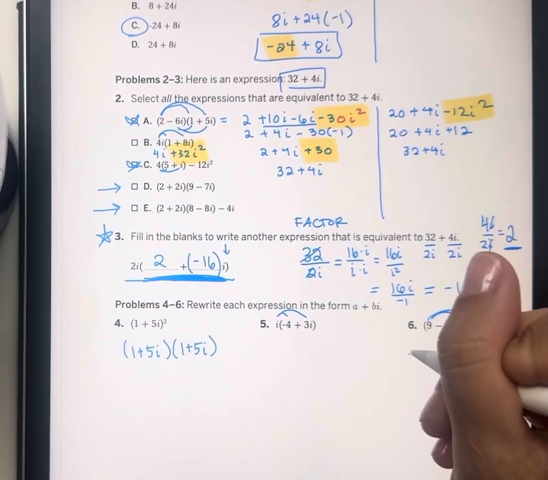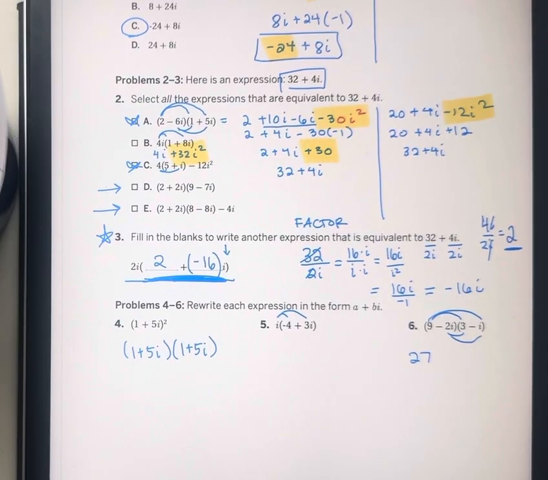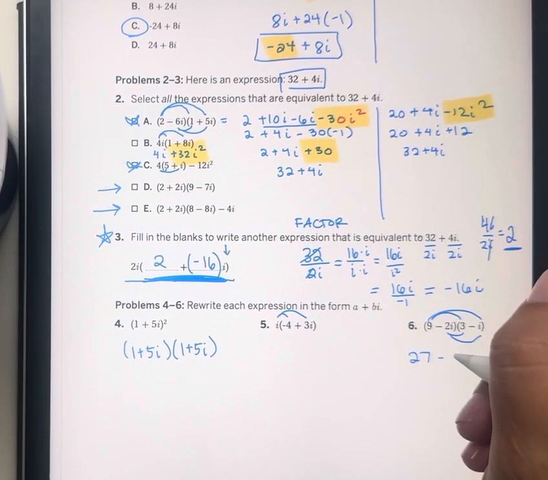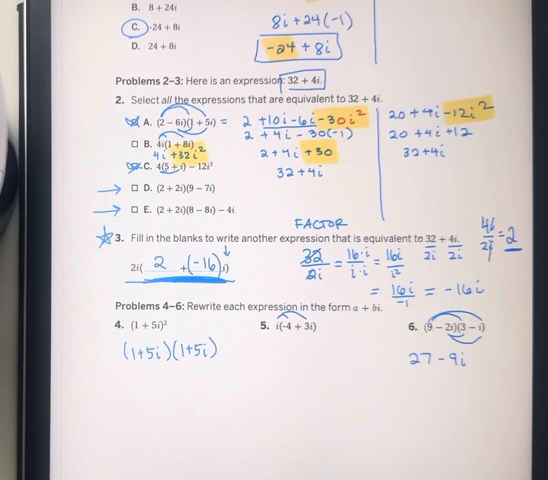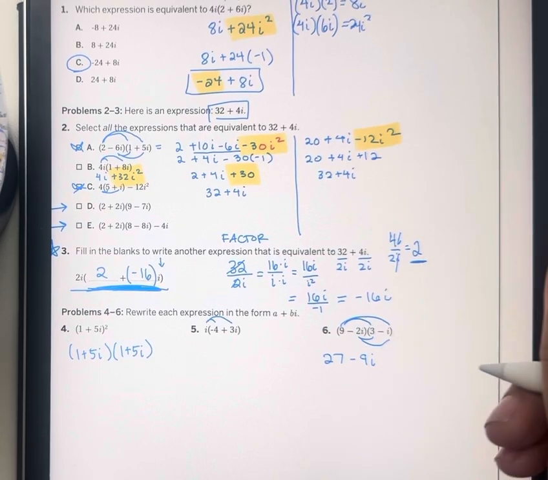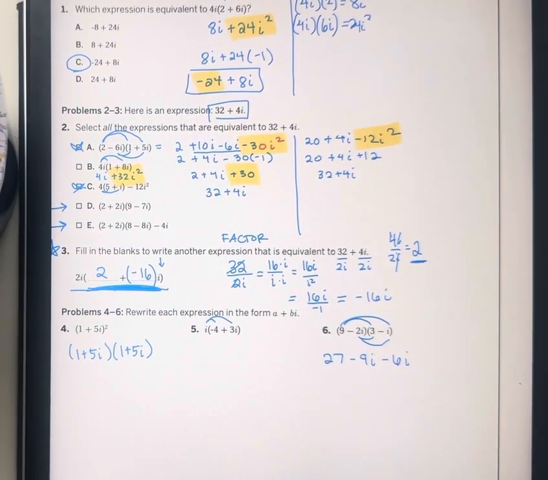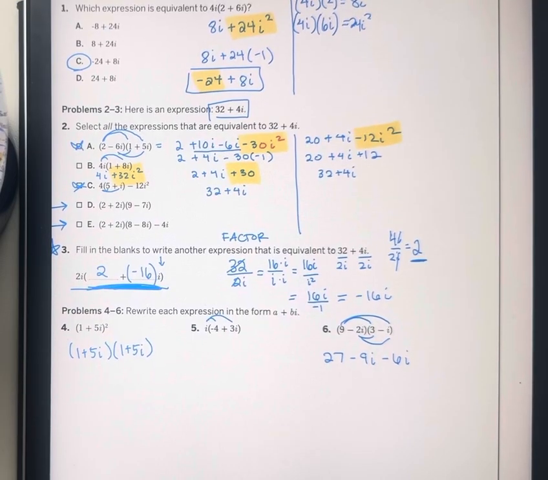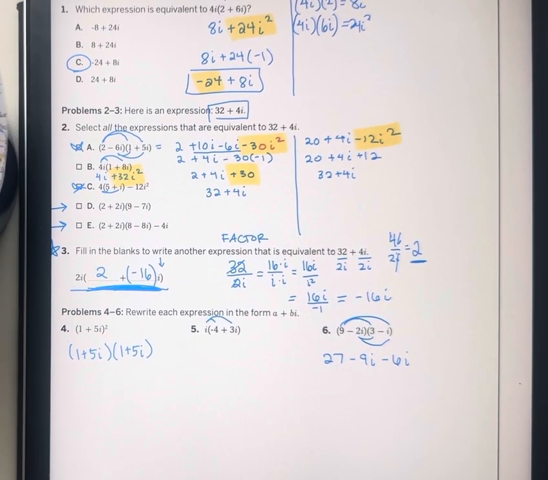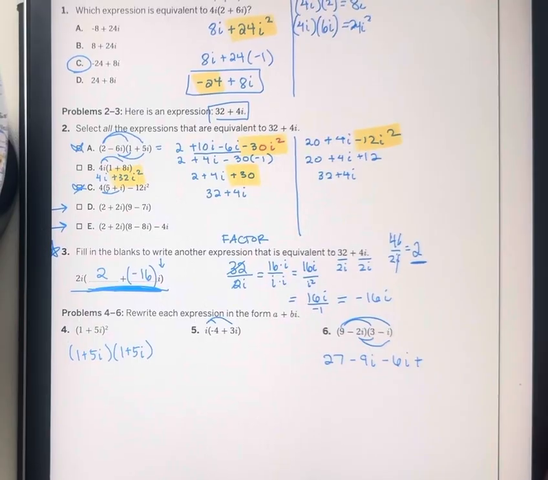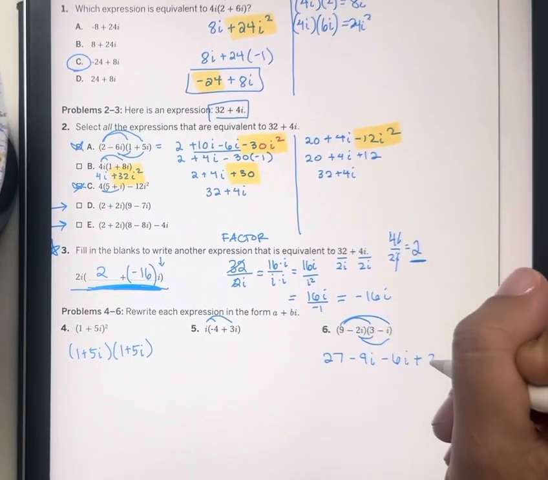9 times 3 is 27. 9 times -i, that's -9i. -2i times 3 is -6i. And negative 2i times negative i. Two negatives, now it's positive. 2i squared.